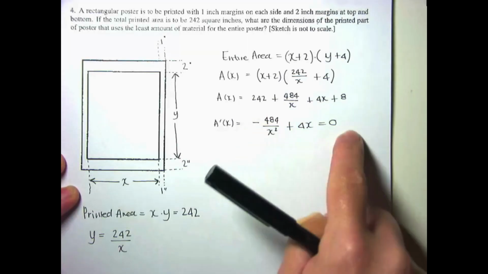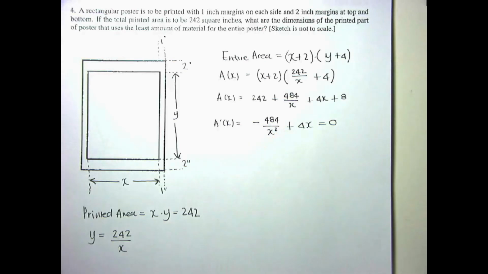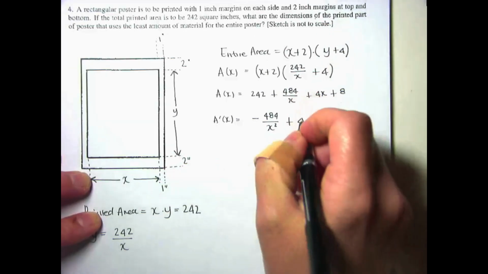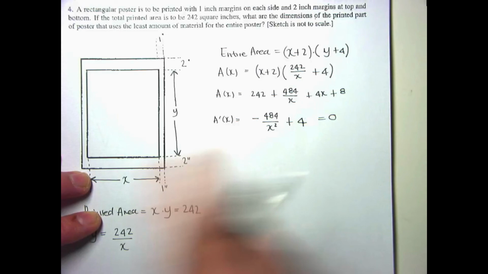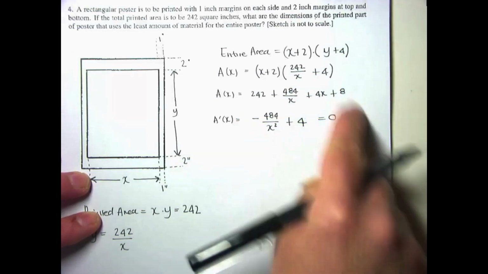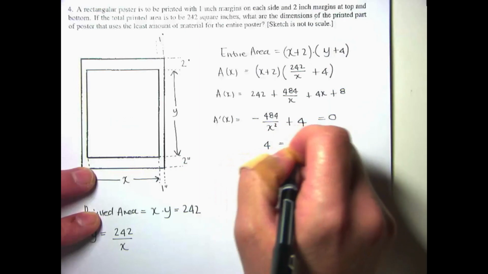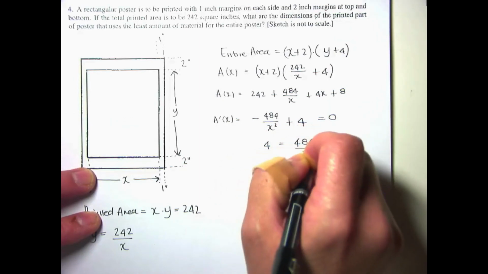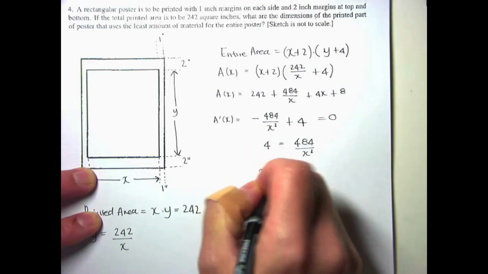I'm going to move this term to the other side. I'm sorry, it's just 4. Sorry. It's just 4. Yes, you're right. It's just equal to 4. All right, I'm still going to take this term to the other side. So I get that 4 is equal to positive 484 over x squared. I'm going to multiply x squared over here on this side.